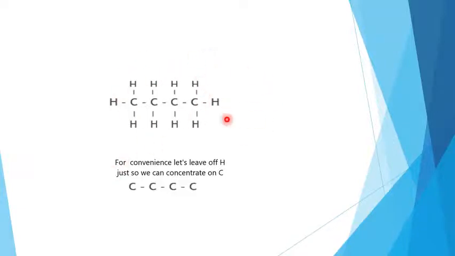So you could draw it like this, but I like to just draw it as long as I know that it's an alkane. I'm going to leave the hydrogens off because I know carbon has 4 bonds, and any bond I don't show is a carbon-hydrogen bond. So I'm going to just make this a shorthand for drawing this structure here. Okay, and that'll be convenient.